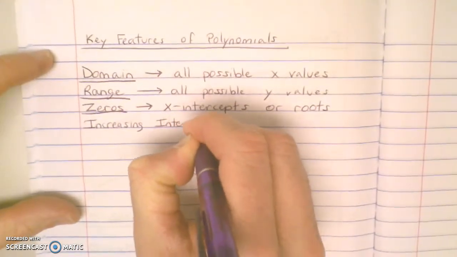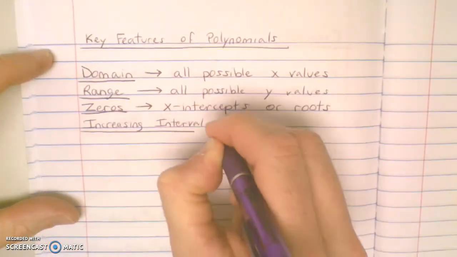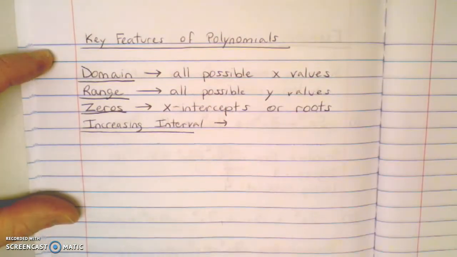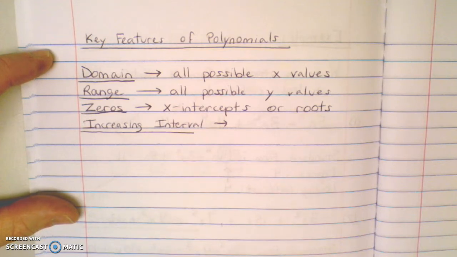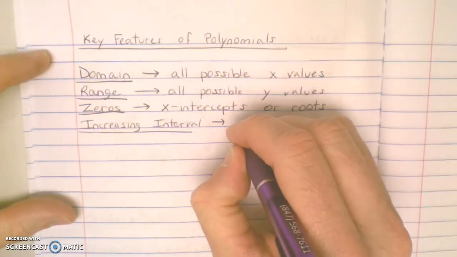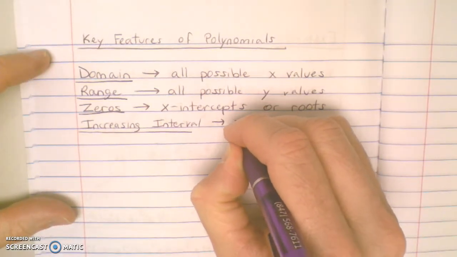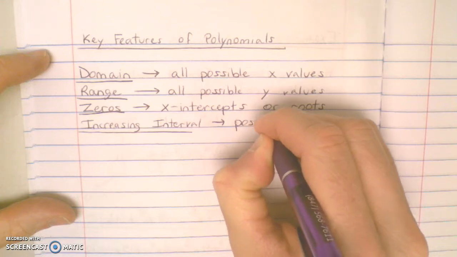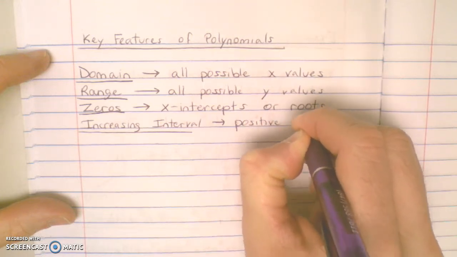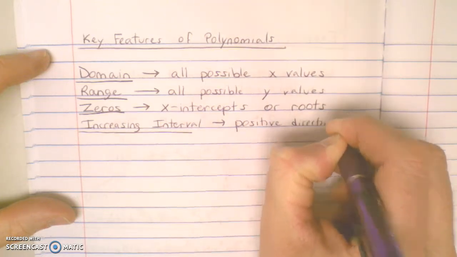So we'll start first with increasing interval. So an increasing interval is a portion of a graph where the graph's value is moving in a positive direction for the y coordinates. So positive direction in a graph.